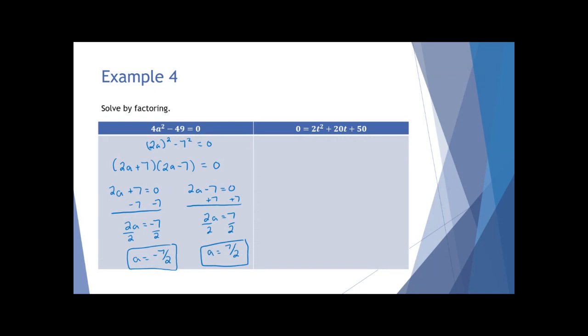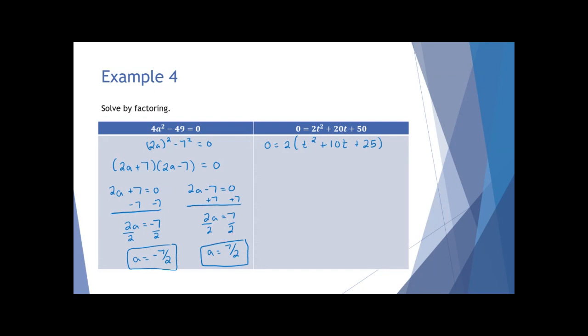Now, this second equation I have here, 0 equals 2t squared plus 20t plus 50. It's always easier to take the greatest common factor out first and then factor, because it will make things easier for you. You'll be dealing with smaller numbers. So I can factor a 2 out of everything. So I have 0 equals 2, and then in parentheses, t squared plus 10t plus 25.